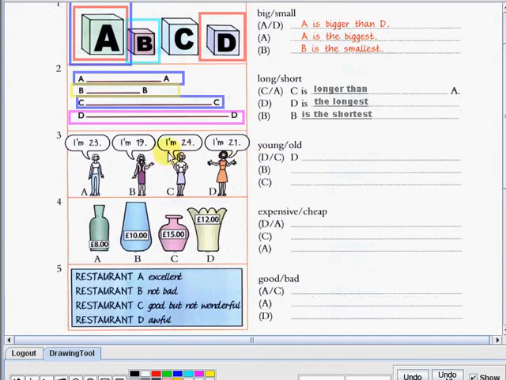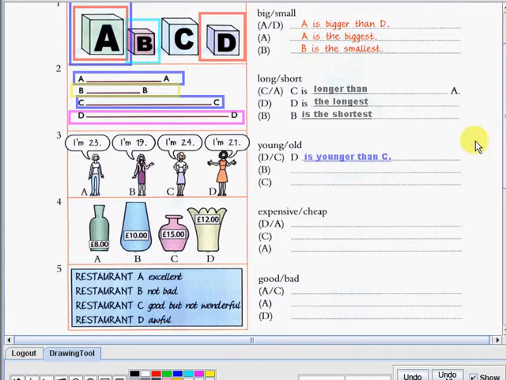For number 3, we can see women here, right? Letter A is age 23. B is 19 years old. C is 24 years old. And letter D is 21 years old. So in making these sentences, we will use the words young and old. So what do you think is the first sentence?